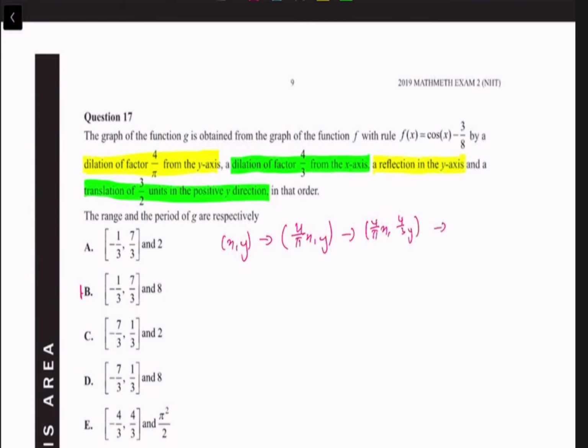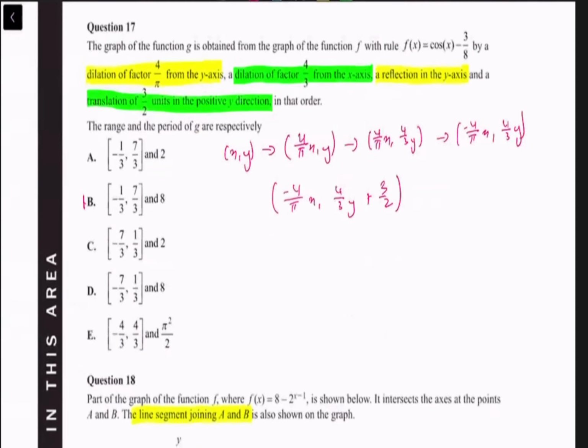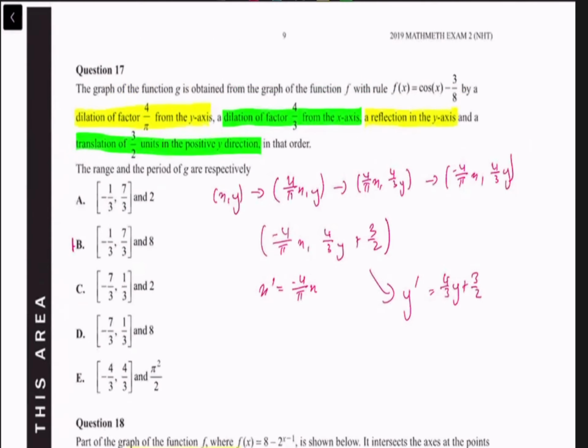A reflection in the y-axis, so that means it's going to affect the x values, and translation of 3 on 2 in the positive y direction, so it's going to affect y values. So now we have x dash is negative 4 on pi x, so x is pi on negative 4 x dash. Actually we don't need to rearrange it because we're not trying to find the whole equation, we're just trying to find some transformed points.